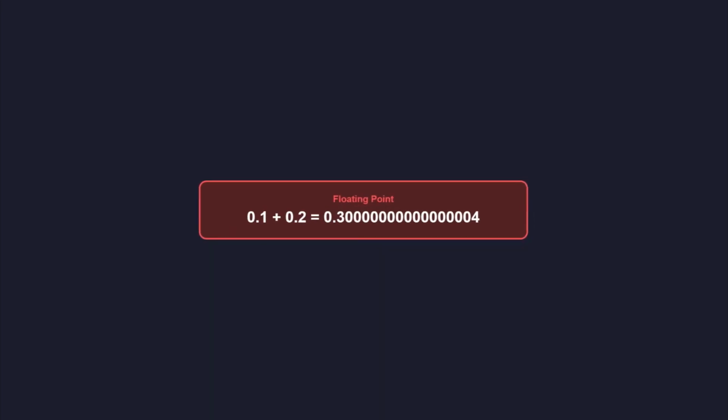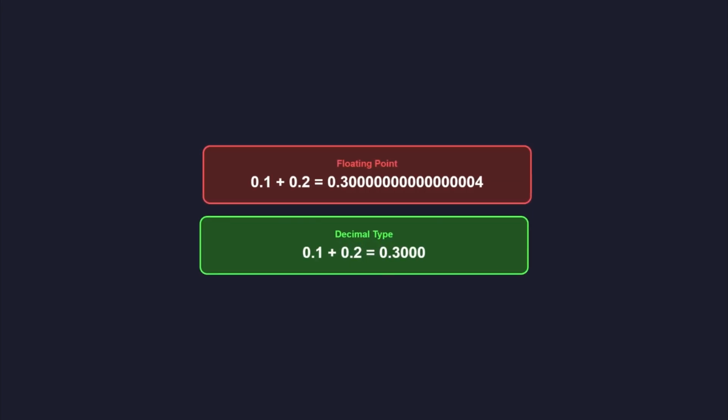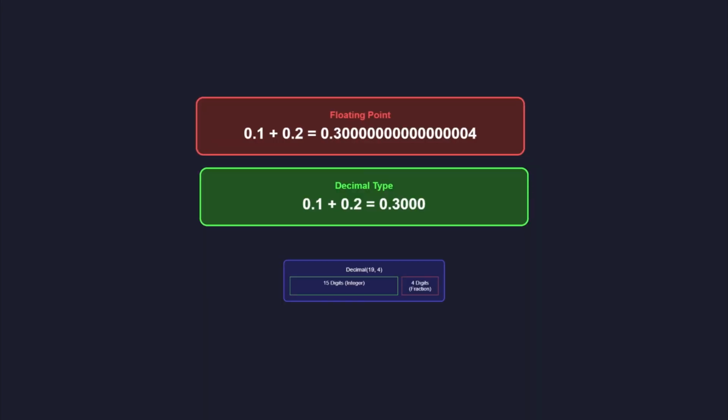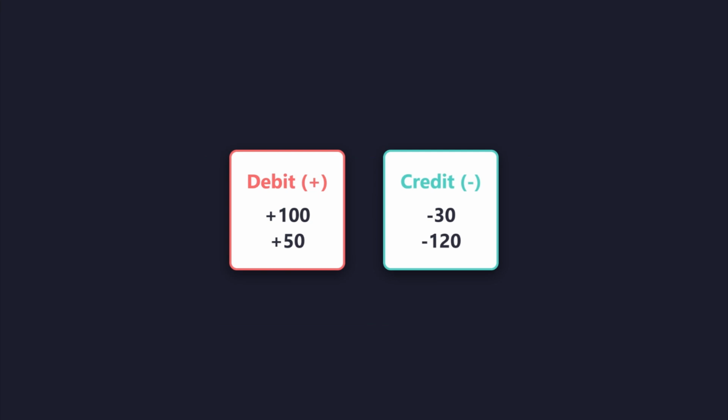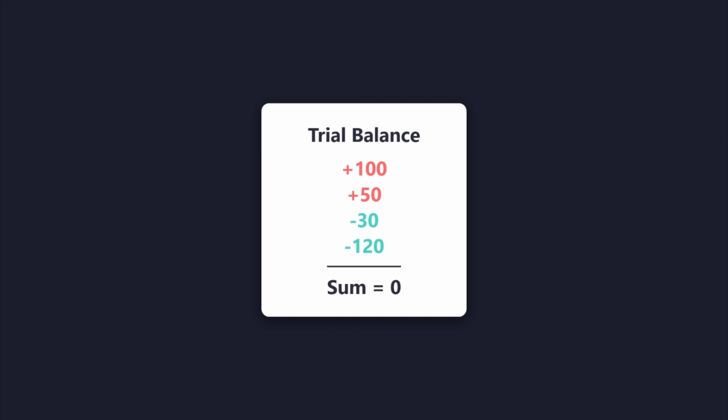Use the decimal data type with 19 digits of total precision and 4 decimal places for all currency columns to prevent the rounding errors inherent in floating point math from destroying your totals. Store amounts in a single column using positive and negative signs to represent debits and credits, which greatly simplifies the logic for calculating the total trial balance with a simple sum function.